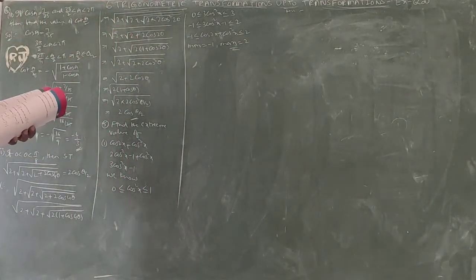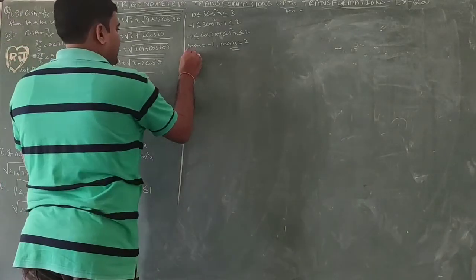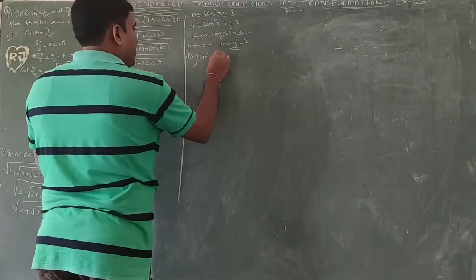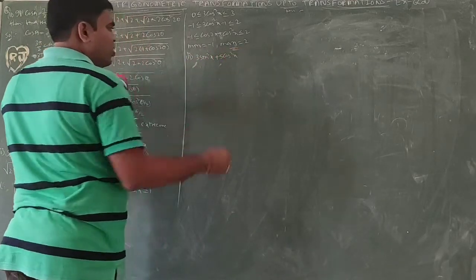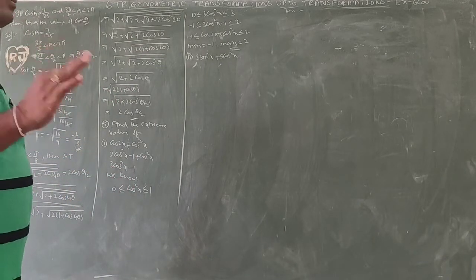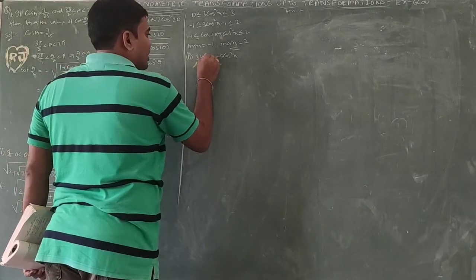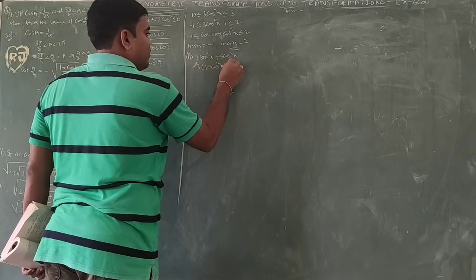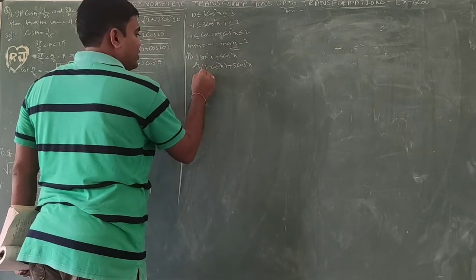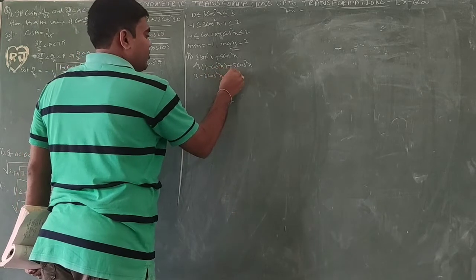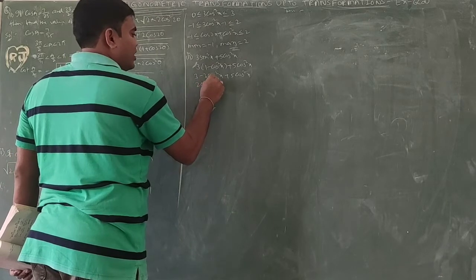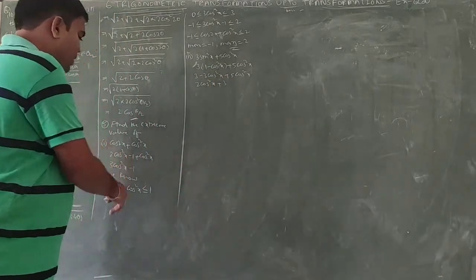Okay, next, second, 3 sin square x plus 5 cos square x. So either you will convert sin square x equal to 1 minus cos square x or cos square x equal to 1 minus sin square x. I want to convert sin square x equal to 1 minus cos square x, plus 5 cos square x. So 3 into 1, 3 into minus 3 cos square x plus 5 cos square x. 5 cos square x minus 3 cos square x, 2 cos square x plus 3. So remaining similar to this one.